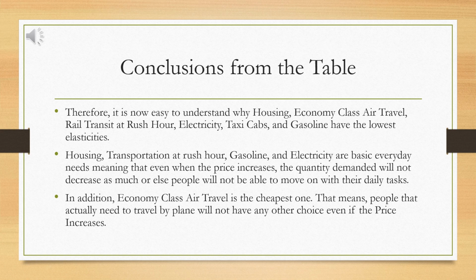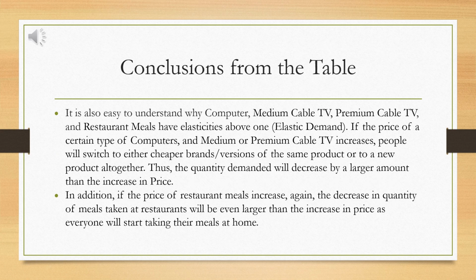That means people that actually need to travel by plane will not have any other choice even if the price increases. It is also easy to understand why computer, medium cable TV, premium cable TV, and restaurant meals have elasticities above 1, as in elastic demand.